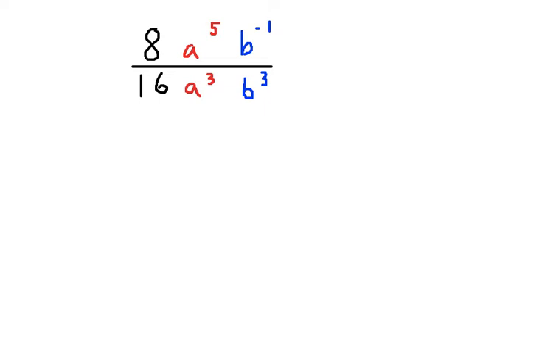Except this time it's almost like you're subtracting them from each other. Now, I give you a bit of a strange one here. Let's deal with the a to the fifth over a to the third. Think of it again like you're subtracting it. So 5 minus 3 is 2. So this will end up having an a to the power of 2.